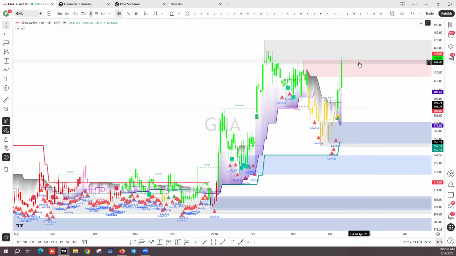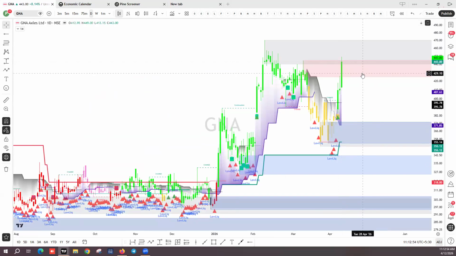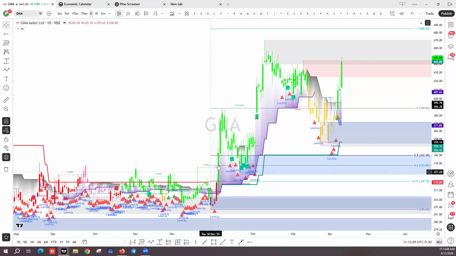GNA Axles turned green. It turned green above all the bands. Bearish disappeared, bullish was present, and a nice retracement entry. You can notice this is 50, this is 60. So it gave a 60% retracement. And this is the reason I keep entry level between 50 to 60%, so that I can buy at least at 60%. My preferred entry is at 75%, but it should not be just at 50%.